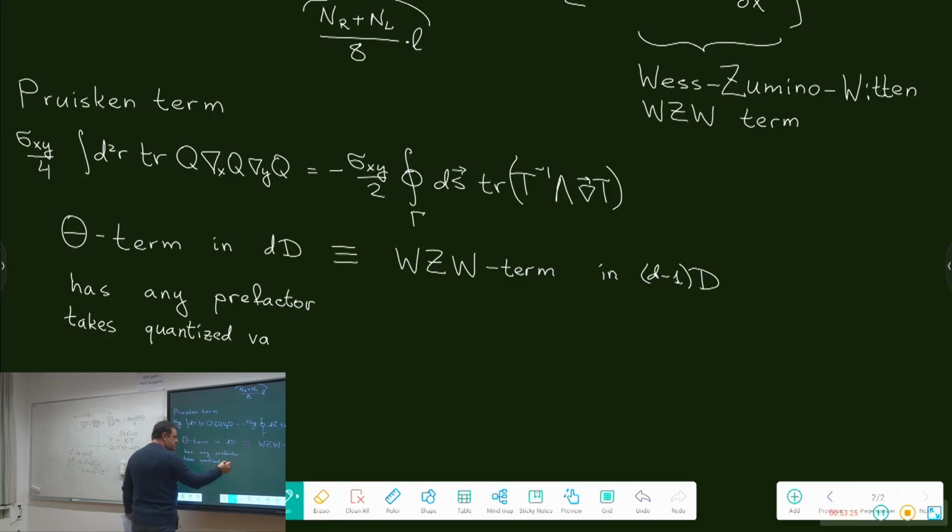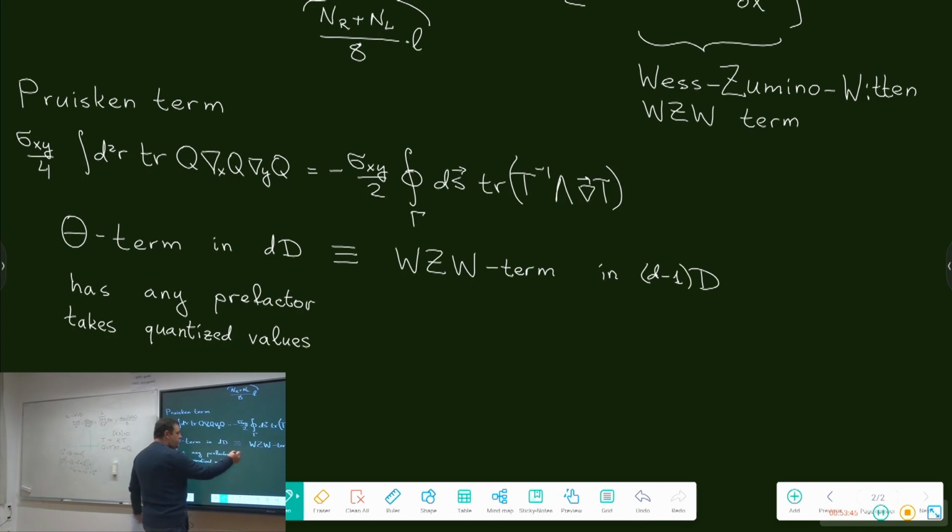We also discussed that it's a topological charge. It's the degree of mapping from the real space to sigma model space. So this term takes discrete integer values, but they are multiplied with any prefactor. This is about the theta term.